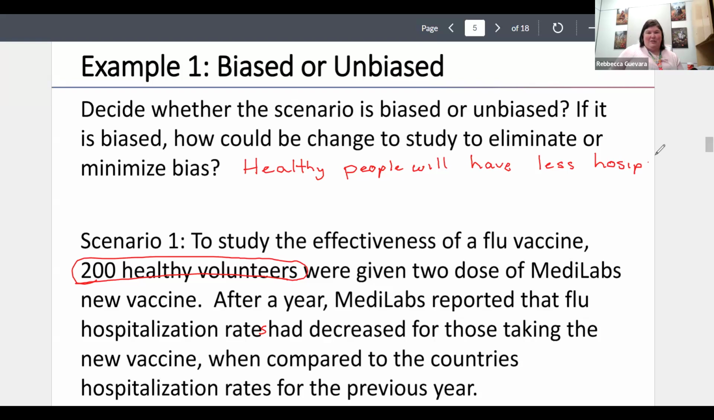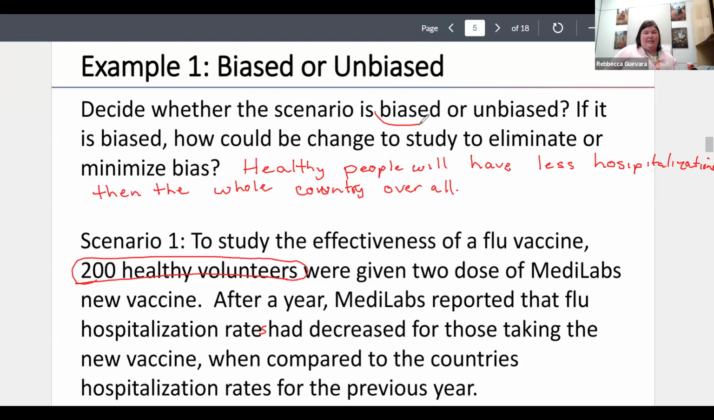Okay, just a second. Hospitalizations. There we go. I think I misspelled something here, trying to spell that. So healthy people have fewer hospitalizations than the whole country overall. So that is going to lead to a bias. It's going to say that those rates are less with the new vaccine, and it may not actually be true because we have biased the data.